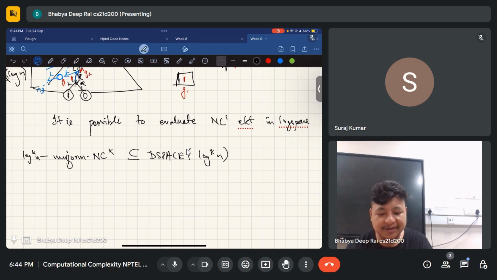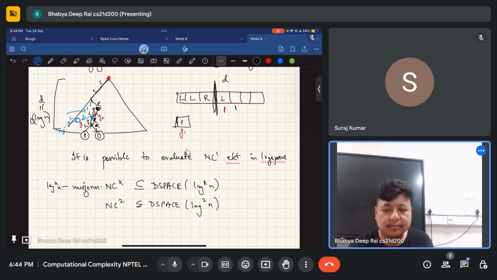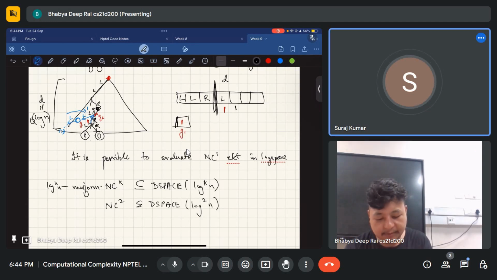If the depth is d, you will take d space. If the depth is log to the k n, because NC^k, what does NC^k mean? Log to the k n depth. Okay, it is contained in D space log to the k n. So what does that mean? That means NC2 is contained in D space log square n, right? Right. Yes, sir.